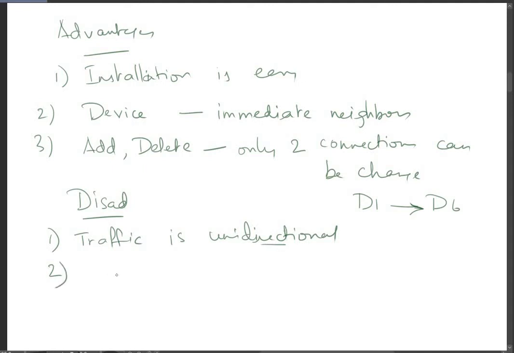Another disadvantage is if there is a break in the ring. What happens? The entire network is disabled. This is the biggest disadvantage. So these are some of the disadvantages of this ring topology.